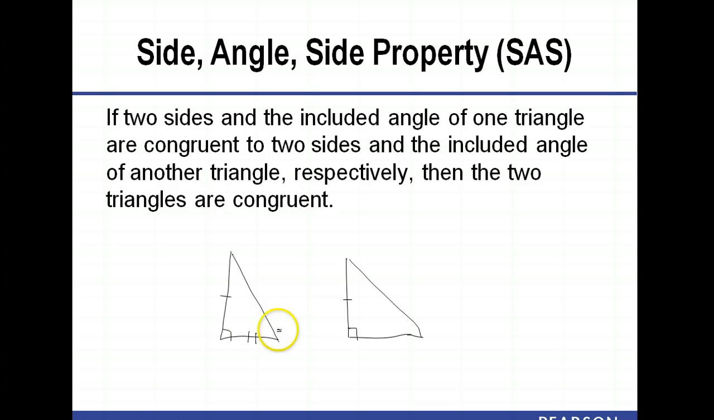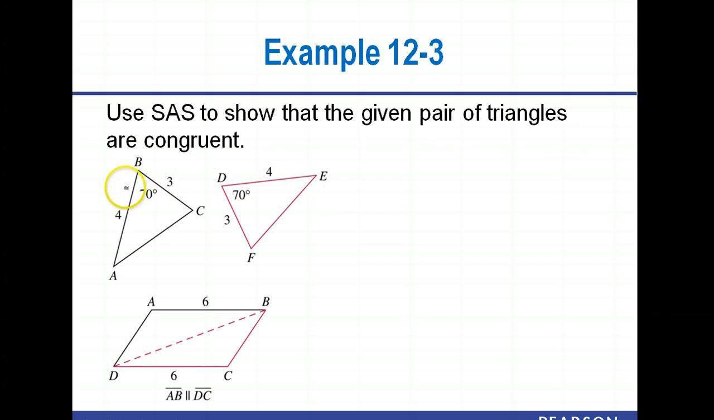And if I knew that this side was congruent to this side, then I could make use of the side angle side property here to say that this triangle is congruent to this triangle, because I have side, included angle, side congruent to side, included angle, side. Okay, let's see if we can do an example to show how this works.